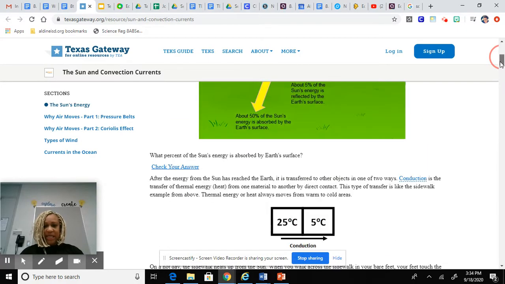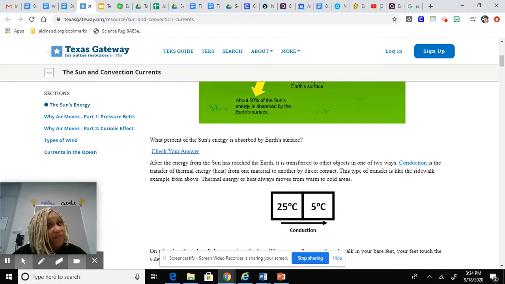Easy, easy, easy. So it says right here, what percent of the sun's energy is absorbed by Earth's surface? So you're going to pretty much test yourself. I just said what it was. Of course, you know, right? So I'm going to also have this link in your folder because you are going to go through this on your own. This is an interactive exercise and make sure that you use it to your benefit.